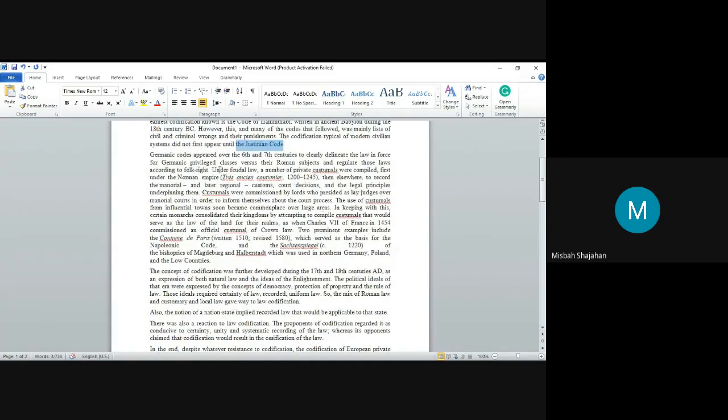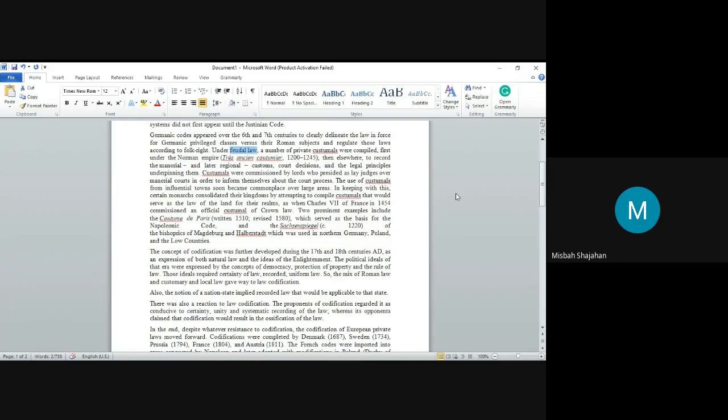So, the Germanic codes appeared after the 6th and 7th century to clearly delineate the law and the force for Germanic privileged values versus their Roman subjects, and regulate those laws according to the folk right. Under the feudal law, a number of private customs were compiled, in the Roman Empire and elsewhere, to record the memorial and regional customs, codes, decisions, and the legal principles underlying them.